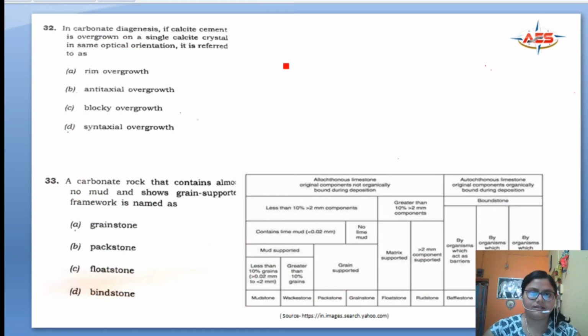Okay, the next question is question number 32. 32 देखिए क्या दिया है कि in carbonate diagenesis, if calcite cement is overgrown on a single calcite crystal in same optical orientation, it is referred to as rim overgrowth, antitaxial overgrowth, blocky overgrowth या syntaxial overgrowth. Options देखिए. rim overgrowth क्या होता है? जब कोई central crystal के according एक रिम ऑफ ग्रैन्युलर एग्रीगेट जो ग्रो करता है.